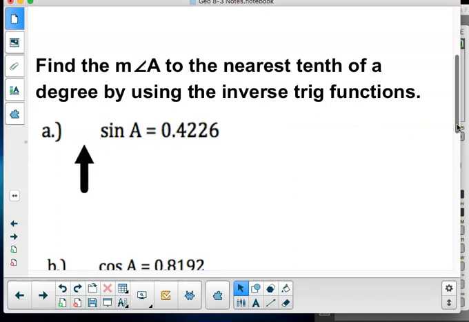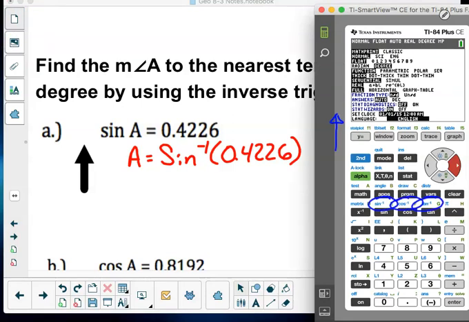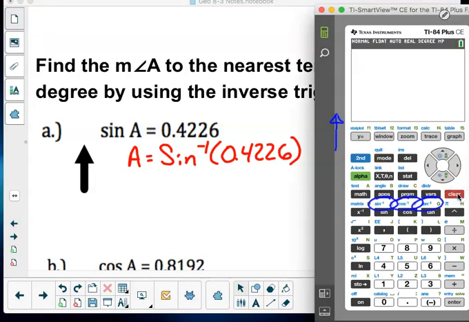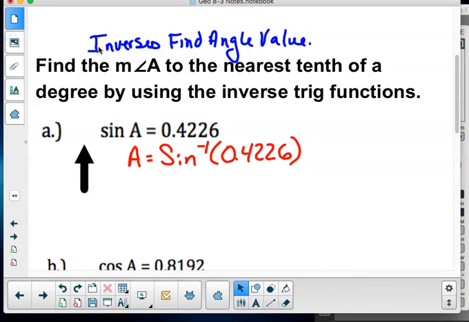Right now, this was the sine. So angle A is equal to the sine inverse of 0.4226. Let's do that. I'm going to second quit and clear, erasing the stuff on my calculator, and I am going to go second inverse. Now I have the inverse, and I enter 0.4226. What this returns is my angle value. Inverses find angle value, and that's all they do.